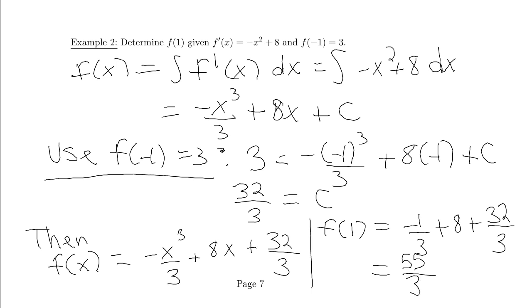So this is our process for an initial value problem. You have an initial value problem when you're given a derivative and you're trying to go backwards to an original function, but on top of having the derivative, you also have a point on that function. So that's what makes it an initial value problem.